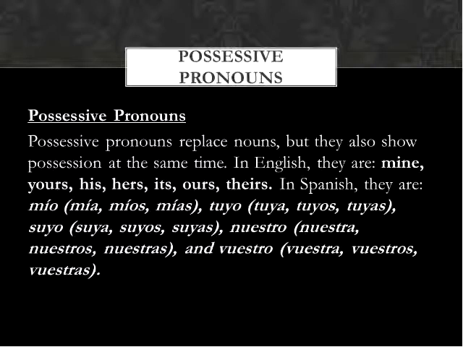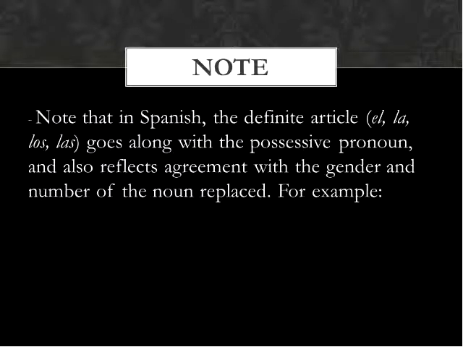So possessive pronouns, they're going to replace a noun, and they're going to show possession at the same time. So we have a list here. We have mine, yours, his, hers, its, ours, theirs. Very similar. And in Spanish, they translate to mío, tuyo, suyo, nuestro, and vuestro. Okay, so we have 5 forms here as well. And then each of these matches gender and number. We're going to have to switch depending on what we're talking about.